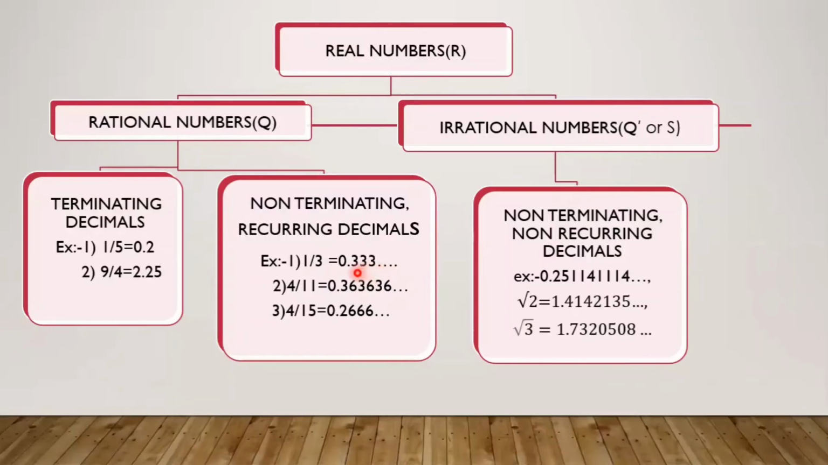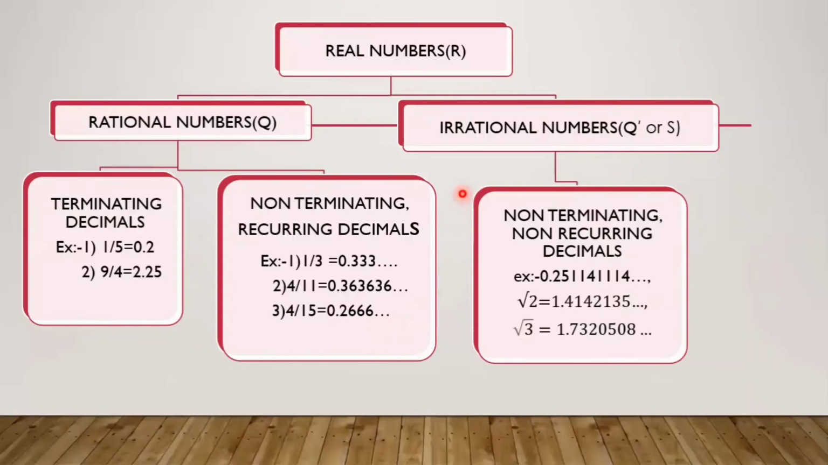So here after the decimal point, the digit 3 is repeating infinitely. In the second one, after the decimal point, the digits 3 and 6 are repeating infinitely. These first two examples are called pure repeating decimals. But in the third one, after the decimal point, 2 is not repeating, only 6 is repeating. These type of decimals are called mixed repeating decimals.